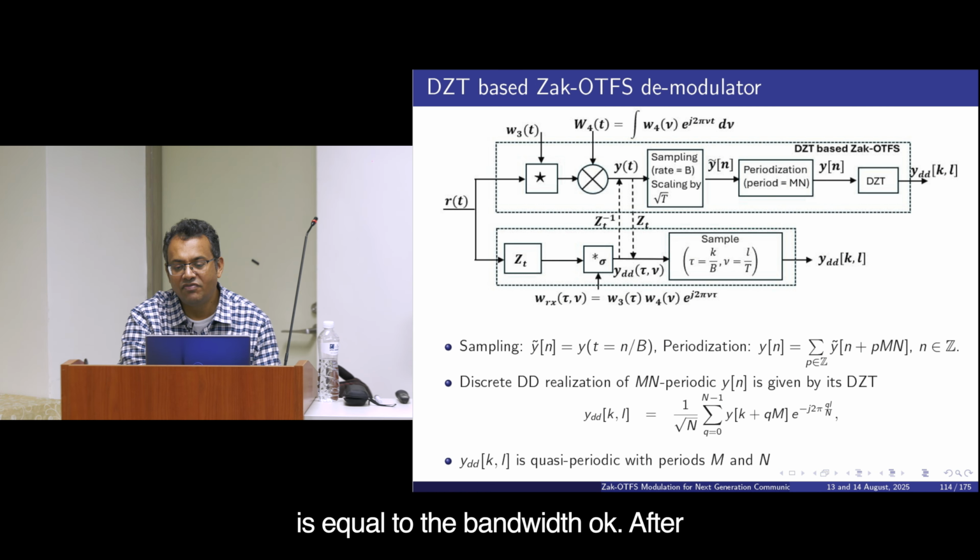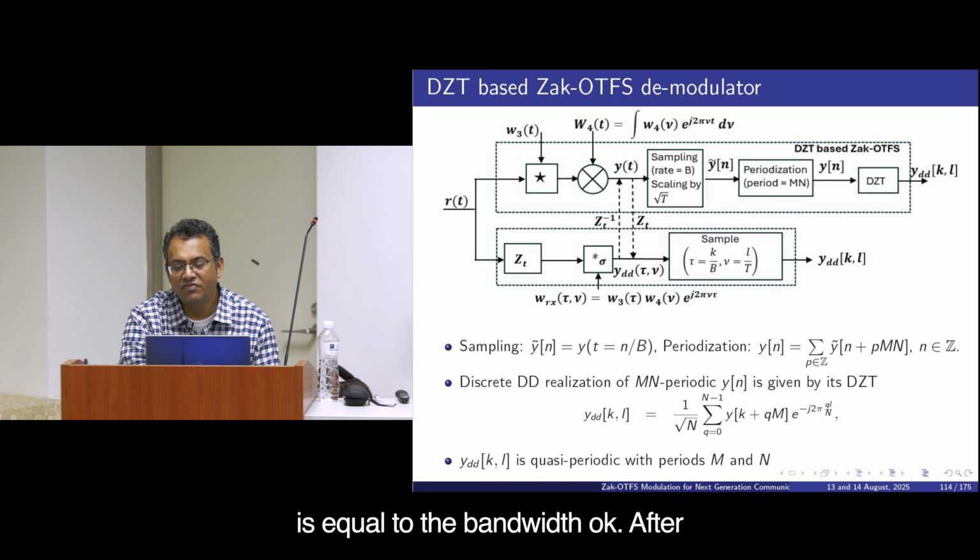And therefore, this y tilde[n], because it is limited in time, cannot be periodic. But my Y_DD[k,l], the discrete delay-Doppler signal, has to be the time representation of a periodic discrete time signal, whereas this is not periodic. So I have to convert this to something that is periodic with period MN, and that is why I have to do this periodization, and this is how I do it.